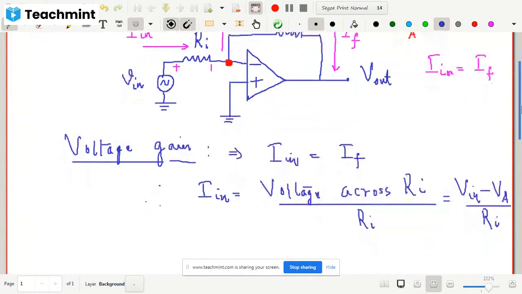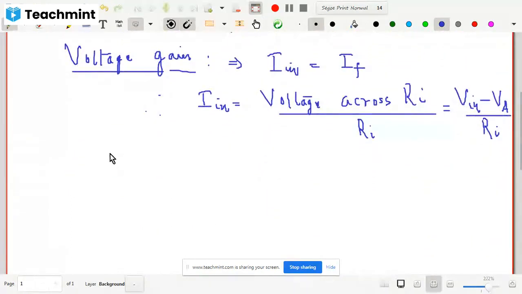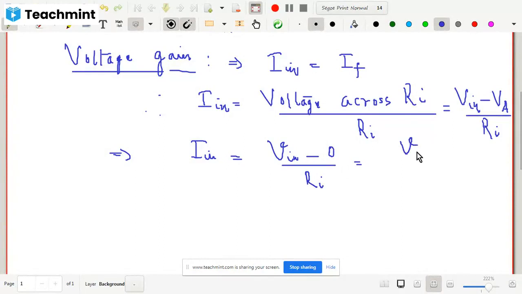Okay, so now let us move further. So this implies that I_in should be equal to v_in minus 0, because V_A is 0 using the concept of virtual ground, divided by R_i. So I_in is nothing but v_in divided by R_i. This is how we get the value of I_in. Now I need to find out I_F also, then I will evaluate these two relations. Let us say this is our equation number 1.